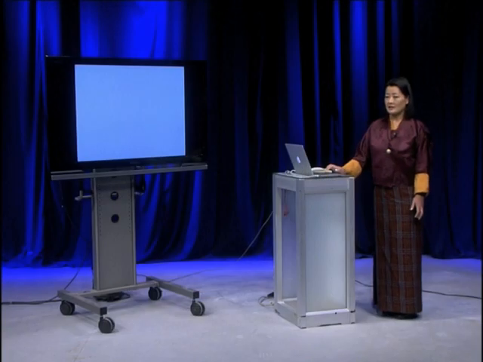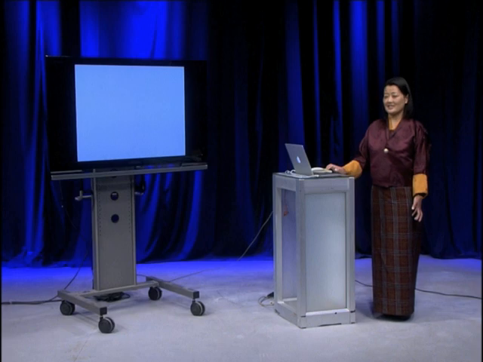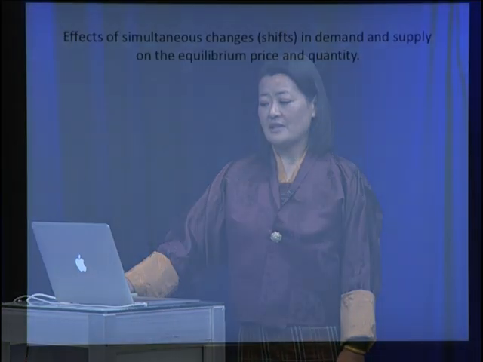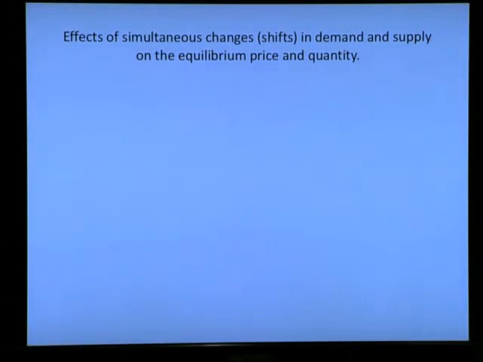Okay. Now, in reality, when demand for a commodity increases, there is also going to be an increase in the supply. Simultaneously, there is going to be an increase in supply when there is an increase in demand. Now, we are going to look into the effects of simultaneous changes, that is shift in both demand and supply, on the equilibrium price and equilibrium quantity.